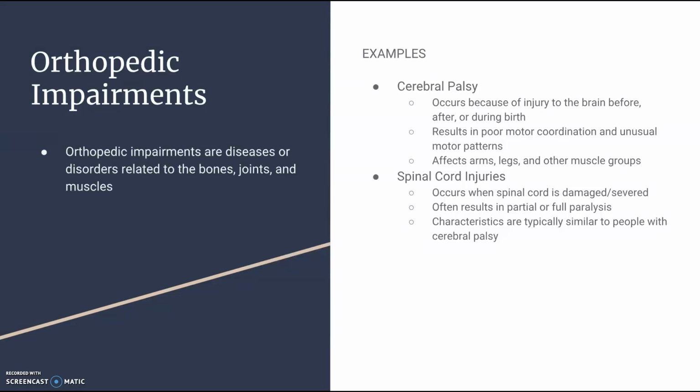Another example is a spinal cord injury. That occurs when a spinal cord is damaged or severed. It often results in partial or full paralysis, and characteristics are typically similar to people with cerebral palsy.